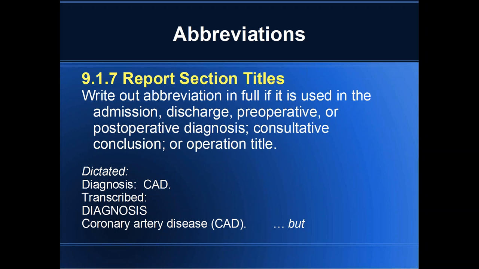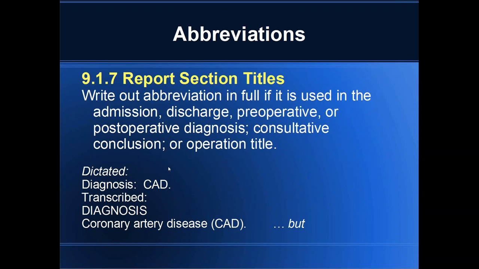I'm actually going to, now there's a couple. We're skipping ahead again to 9.1.7, because I think the rest of them, whatever's in between, first time reference, is fairly straightforward there in the Book of Style, as is the report section titles. But I wanted to mention it because it's worth pointing out. Write out an abbreviation in full if it is used in the admission, discharge, preoperative, or postoperative diagnosis section, and that diagnosis is intended to be singular there, as in admission diagnosis, discharge diagnosis, preoperative diagnosis, etc., the consultative conclusion or operation title.